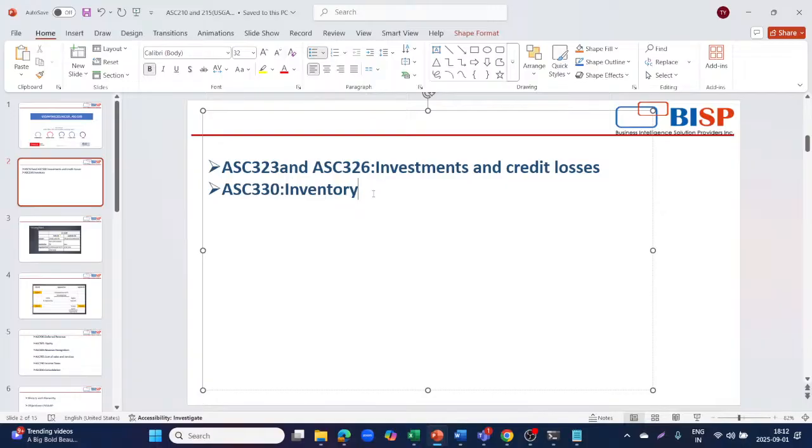This standard, Accounting Standard Codification 323, is applied when an investor has the ability to influence the operating and financial policies of the investee but cannot control it. That is called significant influence. You will hear this phrase from me, significant influence, when I talk about the equity method. The equity method of accounting will be applied only when the investor has significant influence over the other entity.